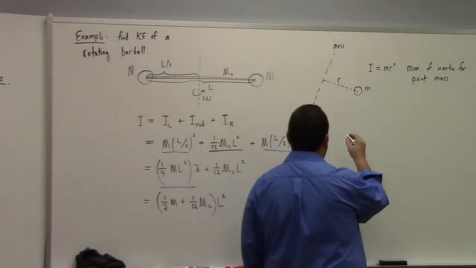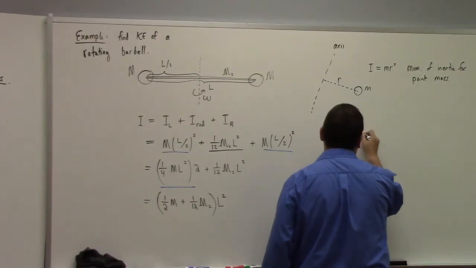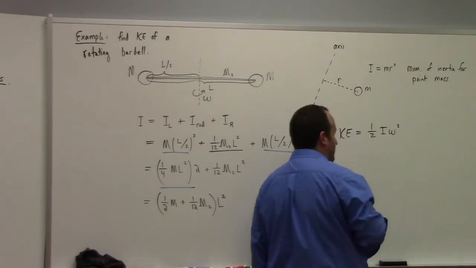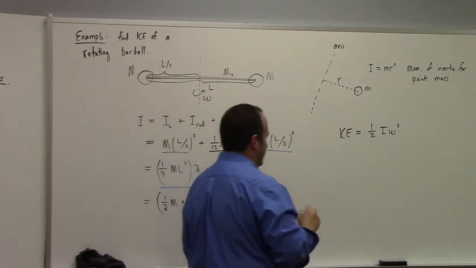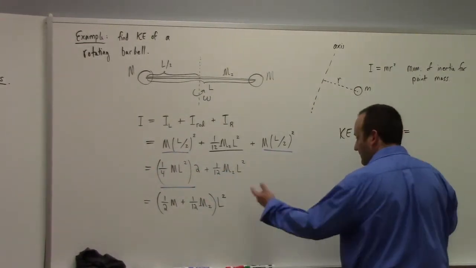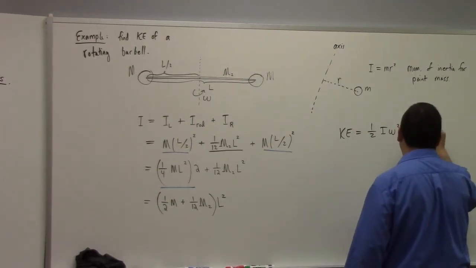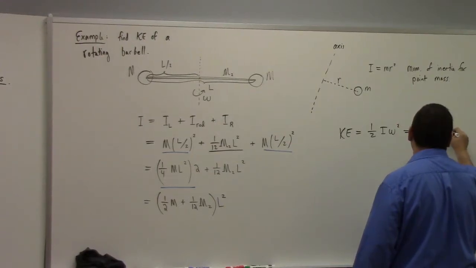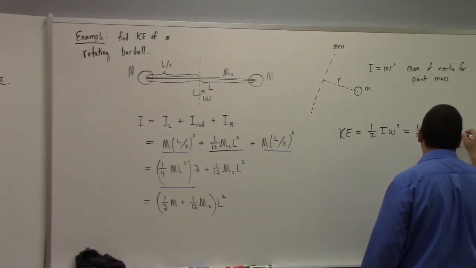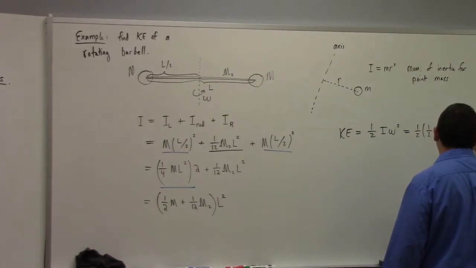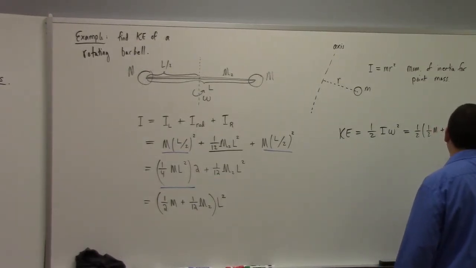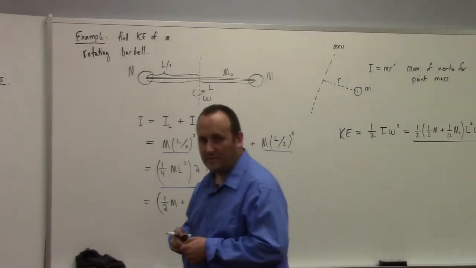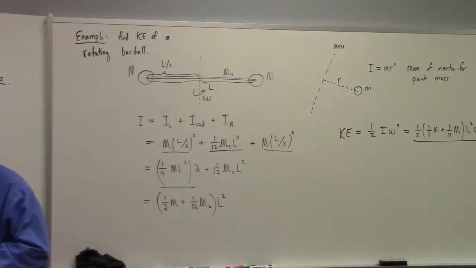And so the kinetic energy is just 1/2 I omega squared, which is precisely 1/2 of 1/2 m plus 1/12 m2, L squared, omega squared. And without putting numbers in, that's kind of the best kind of answer I could give you for this sort of problem.